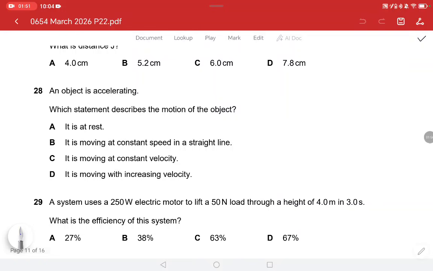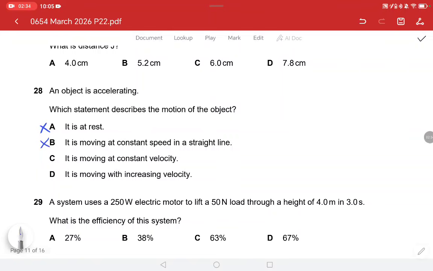Okay, let's see now which statement describes the motion of the object. Here, it's at rest. If you talk about rest, it means zero velocity, zero change, no change even in direction, so no acceleration. So it's not A. And then, it's moving at a constant speed in a straight line. The same direction, constant speed, no change in speed or direction. So this one, no acceleration. The acceleration here actually is zero.